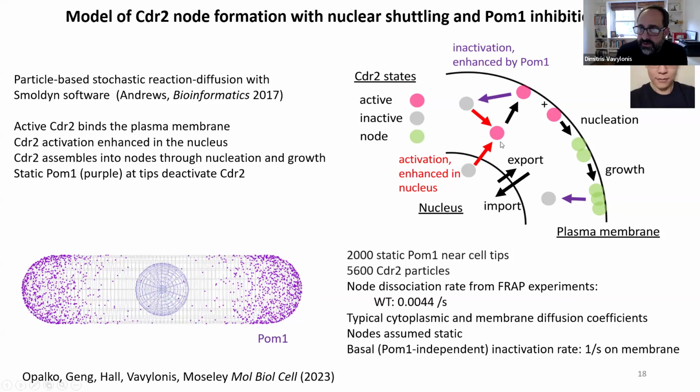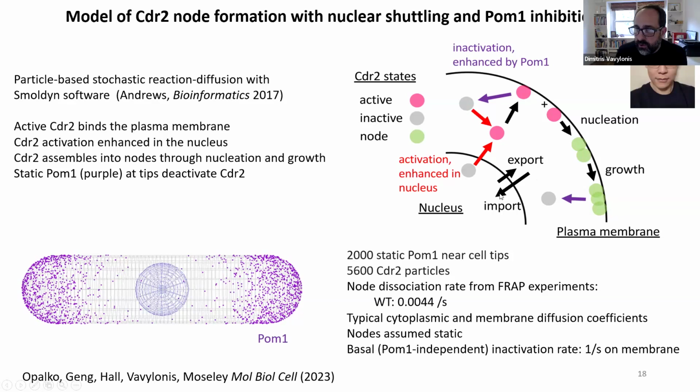assuming now that CDR2 can be in two states, active and inactive. So this is part of the still not understood cell signaling system in the cell that regulates the activity of CDR2. So these active proteins of CDR2 can bind the membrane. CDR2 has a membrane binding part, and we assume they can stick together to make an aggregate through nucleation and growth.